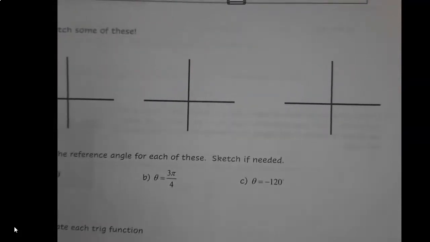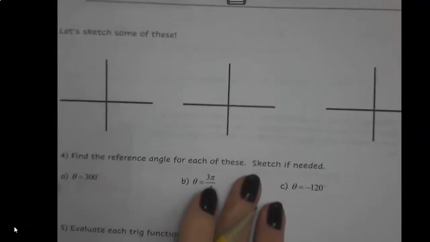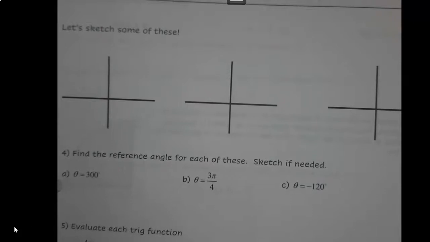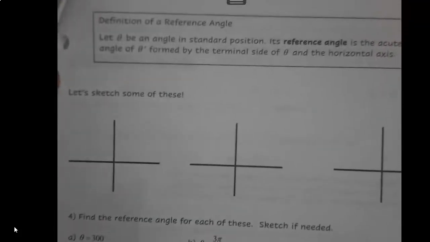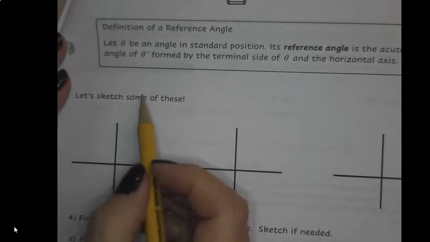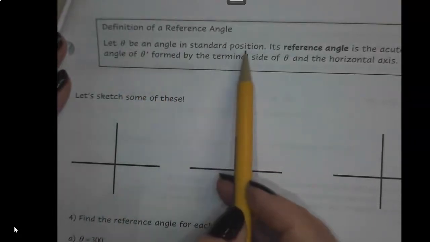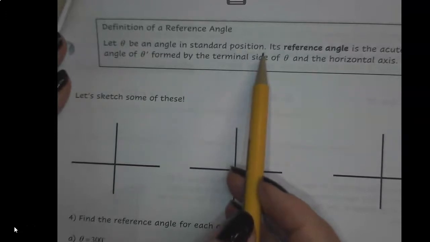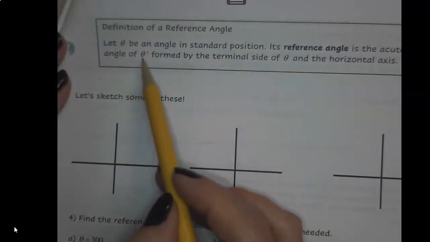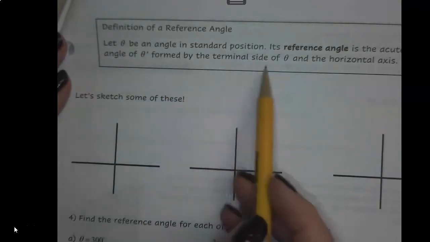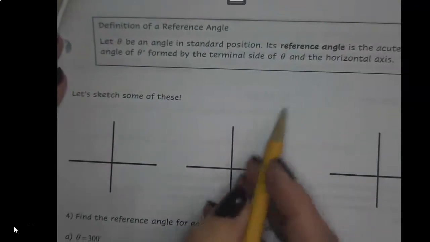Okay, so sometimes you're going to be asked about a reference angle, and you use that reference angle to help you with your triangle. So right here, it gives you the definition. Let theta be an angle in standard position. Its reference angle is the acute angle theta prime formed by the terminal side of theta and the horizontal axis.